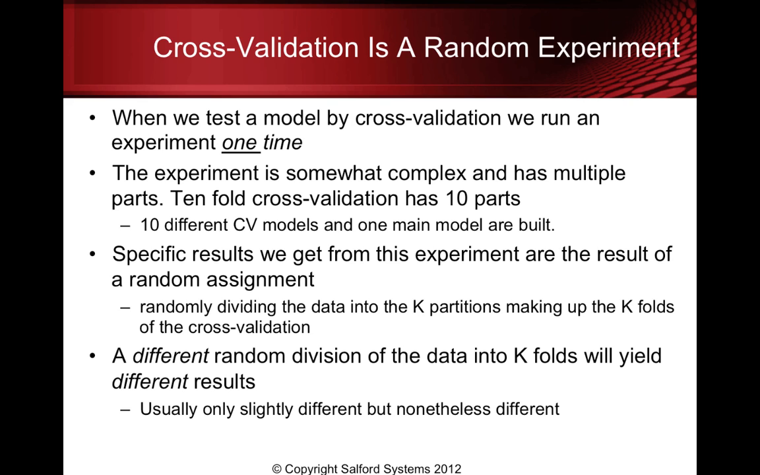We randomly divide the data into the K partitions, making up the K folds of the cross-validation, and then we assemble eventually our cross-validation results. A different random division of the data into a different set of K folds are going to yield different results. Usually, and hopefully, the results will only be slightly different, but nevertheless, they will be different.